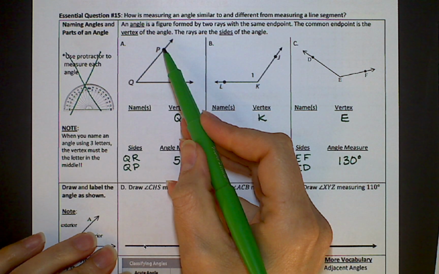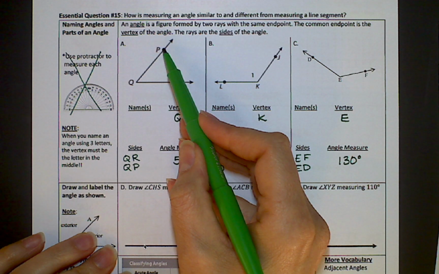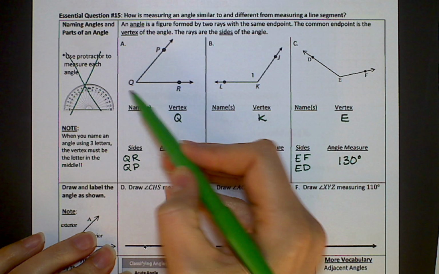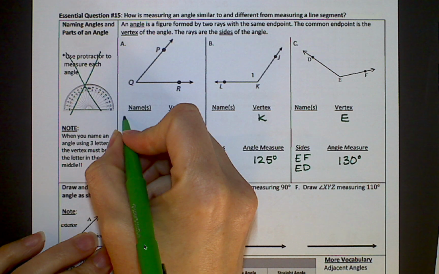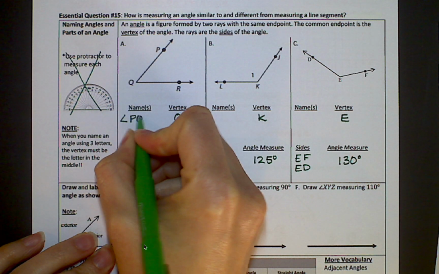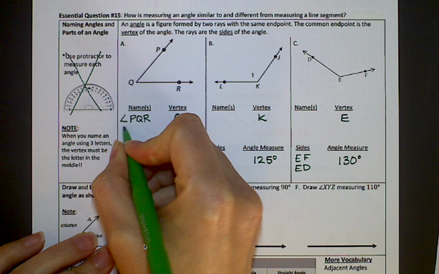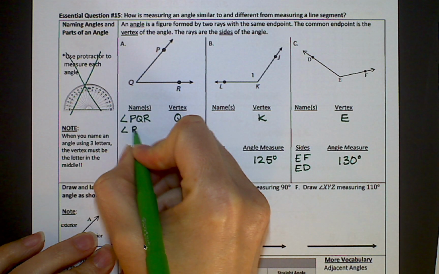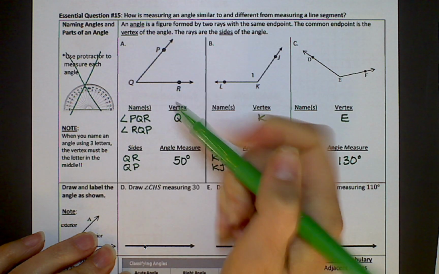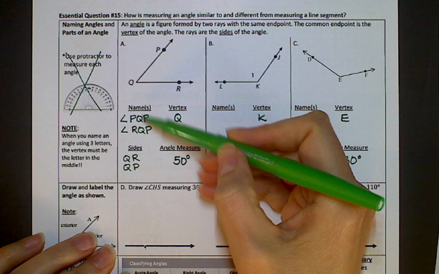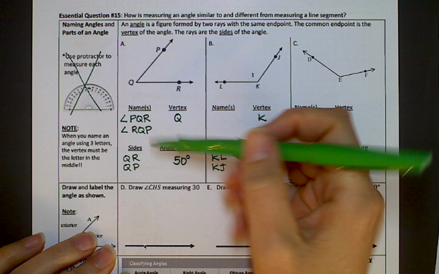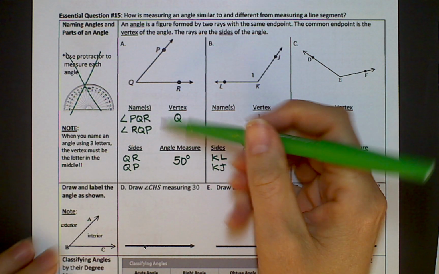You typically always are going to start from one point of the ray, go to the vertex, and out. So you could say this is angle PQR, or you could say this is angle RQP. The biggest thing that you have to understand is that the Q is in between the two outside letters, okay?